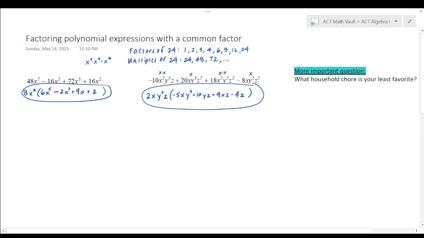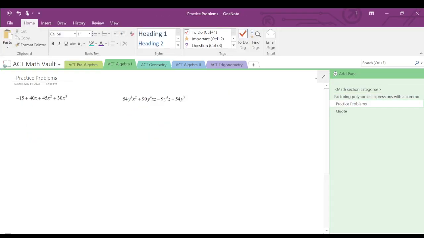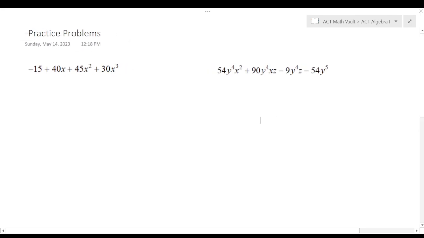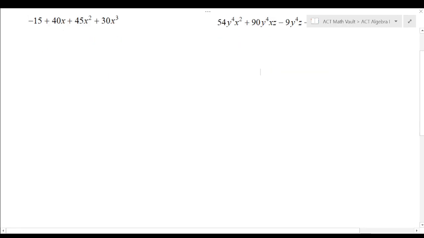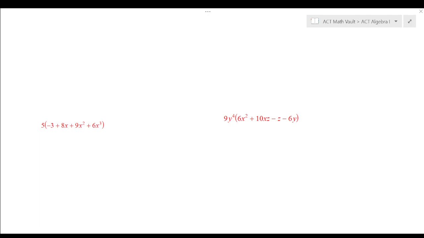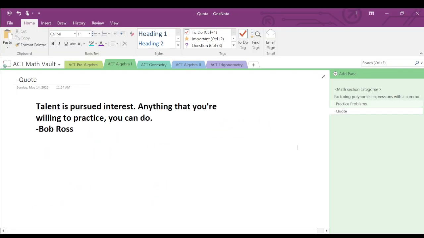All right, time for some practice. These are a little easier than the ones I just gave you. Just think of what the GCF would be, greatest common factor. Why don't you pause the video if you would like to see the answers? Okay, answers are there. First one only has 1 variable. Second one has 3 different ones to think about. Lastly, we have a quote.